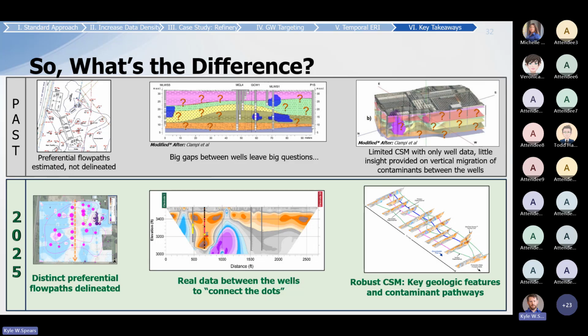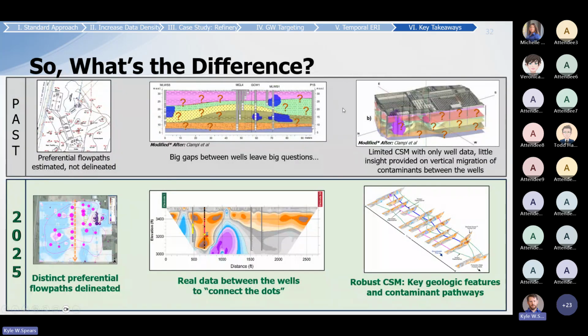So again, we want to be in that delineated flow path situation. We want to get away from the big gaps between the wells. We want to see what's going on between them. So, we want to put a well right in the heart of that paleo channel right here. We don't want that paleo channel sitting right here in these question marks and us having no idea why it's clean, and somewhere else it's down gradient, it's super hot, and we have no idea how it got there.